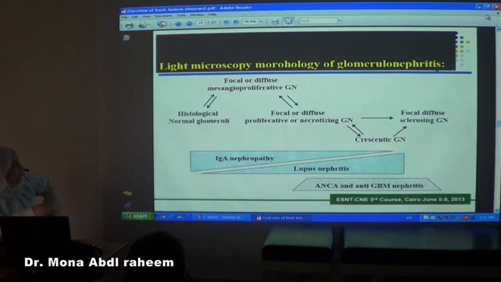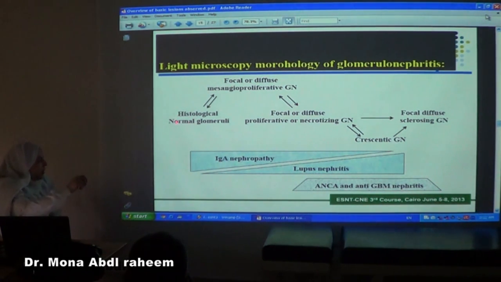This diagram summarizes the glomerular lesions that we can find. We can find histologically normal glomeruli that can change with focal or diffuse mesangial proliferation. That can also change into focal or diffuse proliferative or necrotizing glomerulonephritis. If we divide the slide in this way, we find this pathology in IgA nephropathy and in a sector of lupus nephritis.